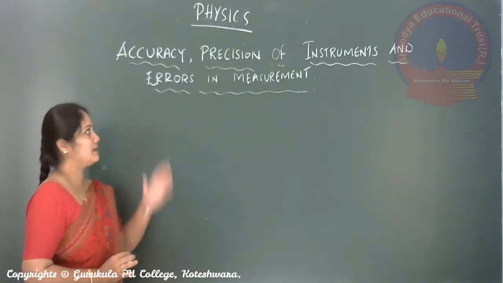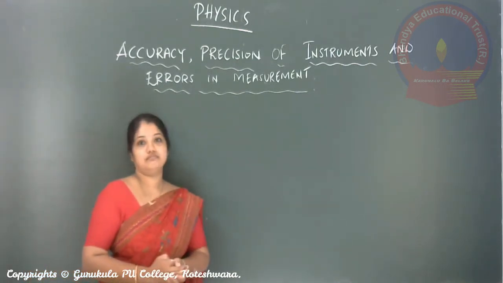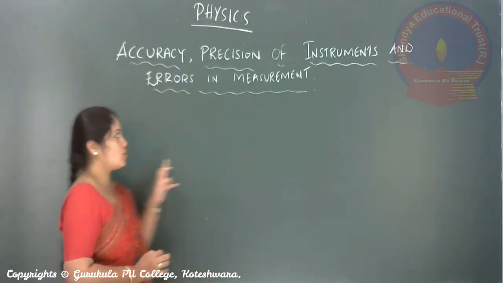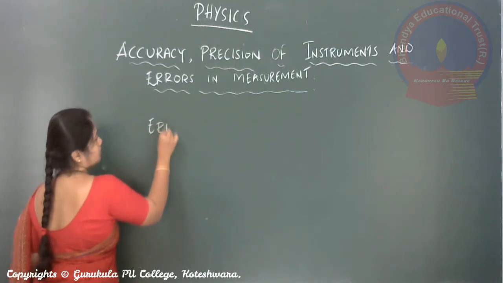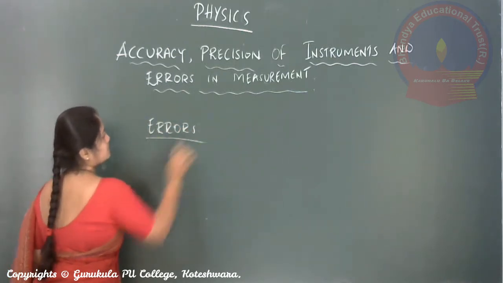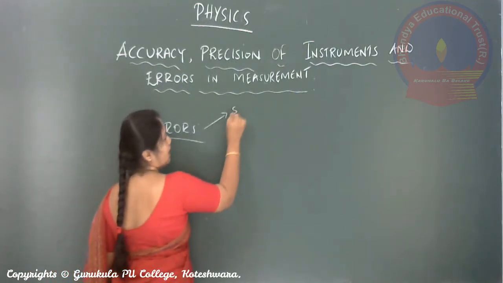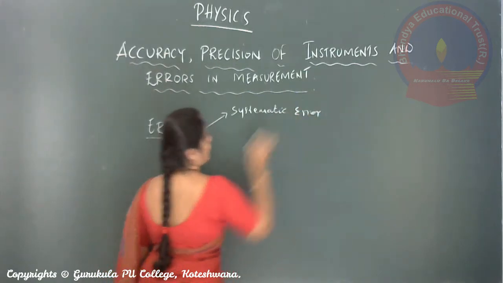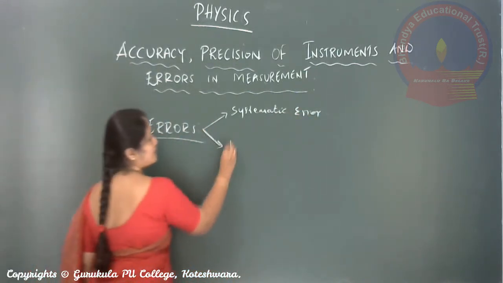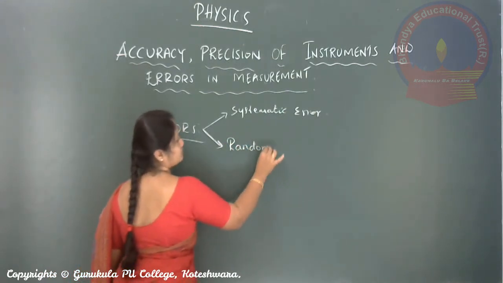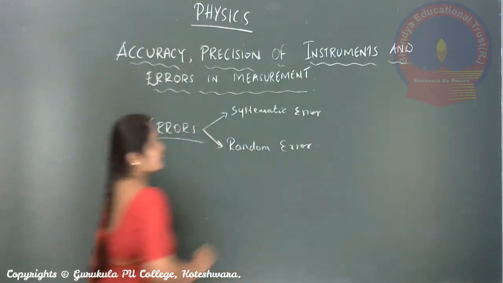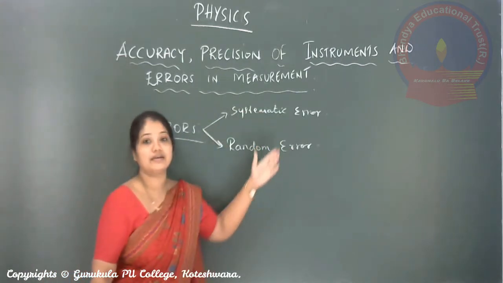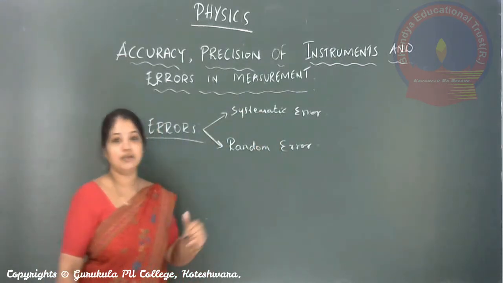Now let us see about the errors in measurement. We have two different kinds of errors. One is the systematic error, and the second one is the random error. So these are the two kinds of errors which we have: systematic errors and random errors.